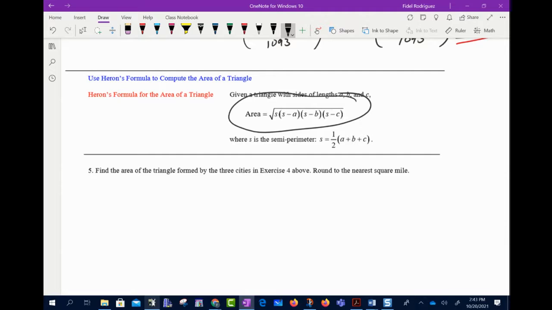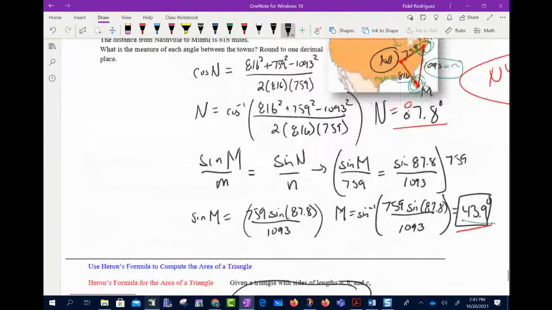So perimeter means add up all the sides. Semi-perimeter is add up all the sides and then take half of that number. Okay, so the question here says, let's find the area of the triangle formed by the three cities in the problem that we did before. We're going to round this to the nearest mile, or square mile.